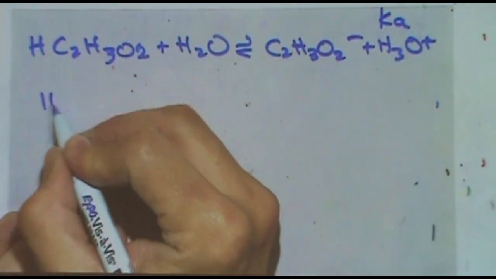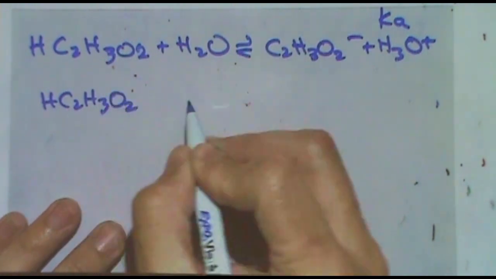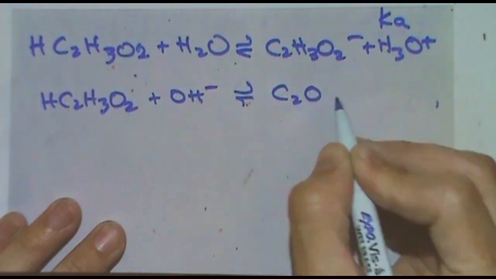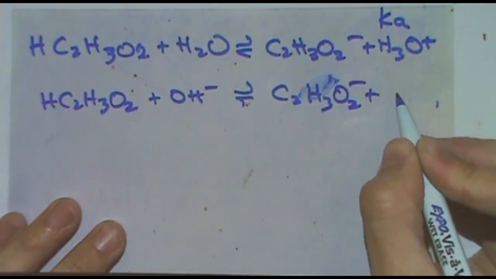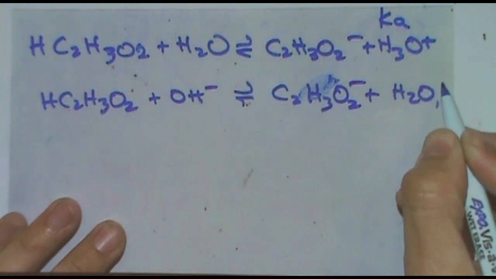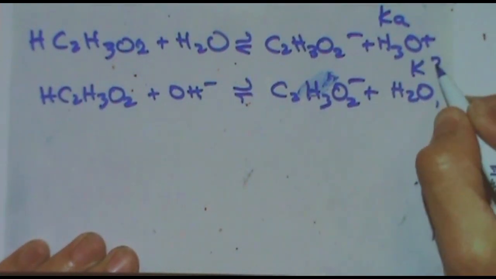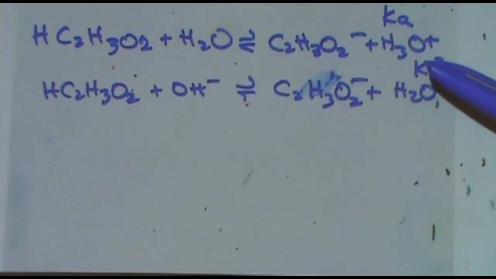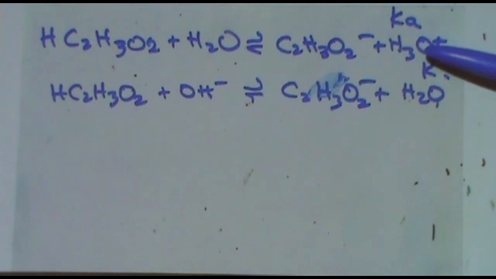Also, there's this reaction written down. So here's the second reaction. C2H3O2- + water. I want to know the equilibrium constant. I want to know K for that one. Okay? It gives you the first one. In fact, if I wanted to make this harder, I wouldn't have given you the first reaction. Okay? But it's here. So, what do you do?